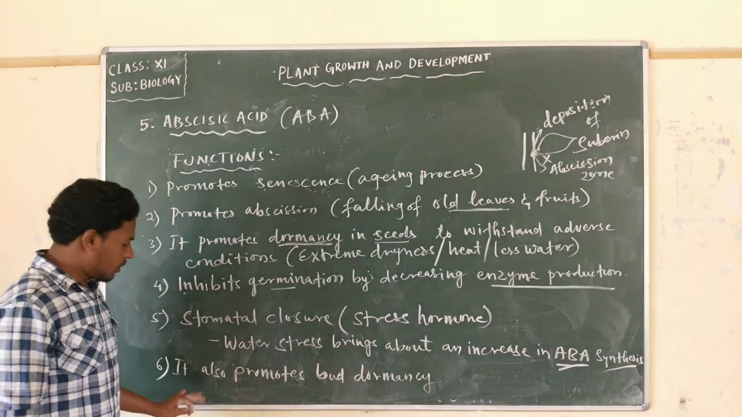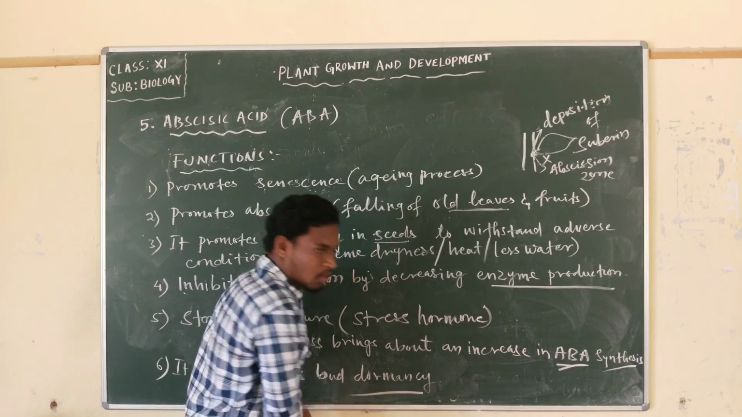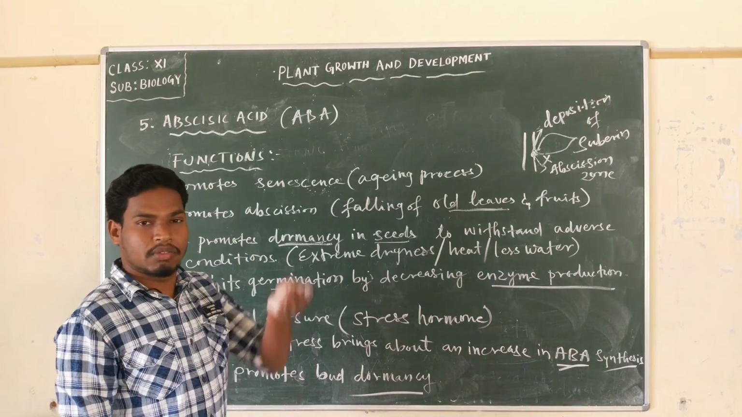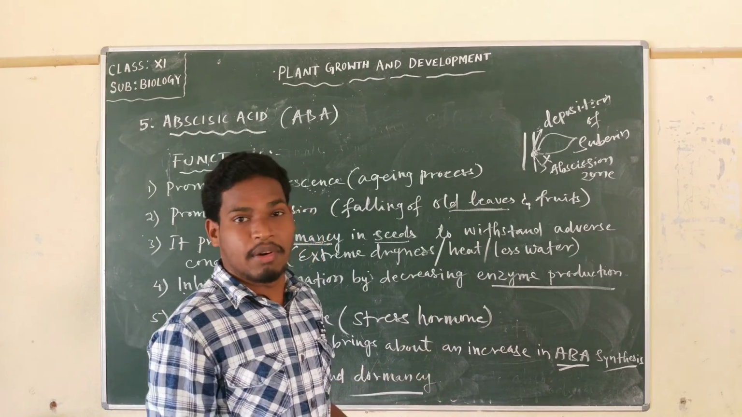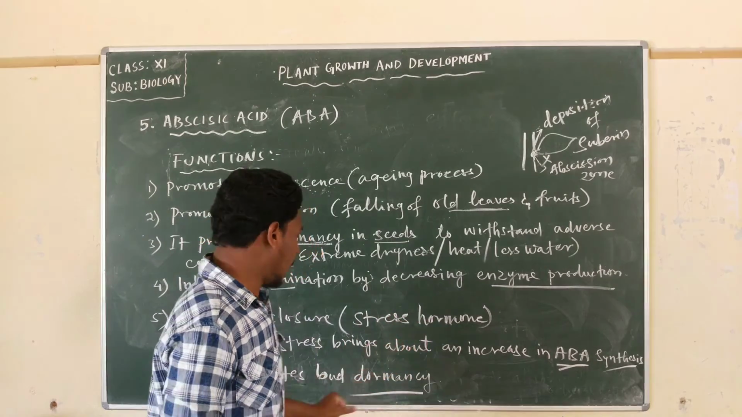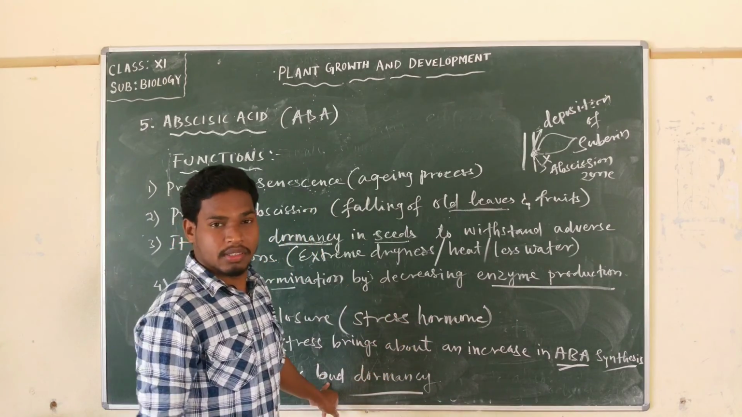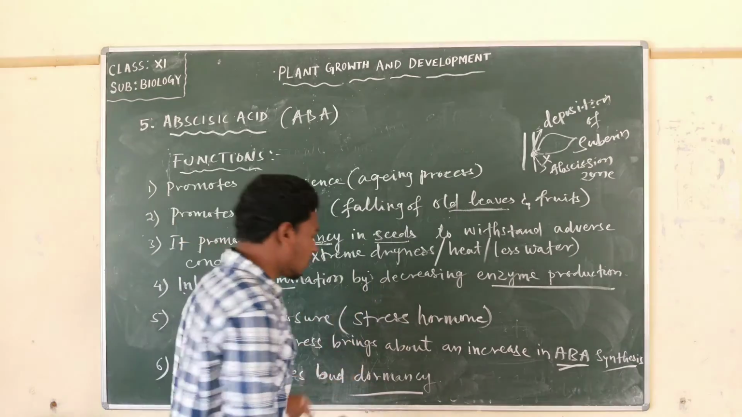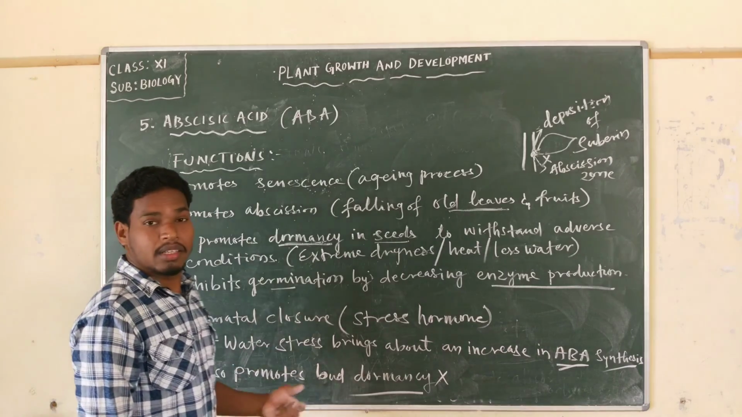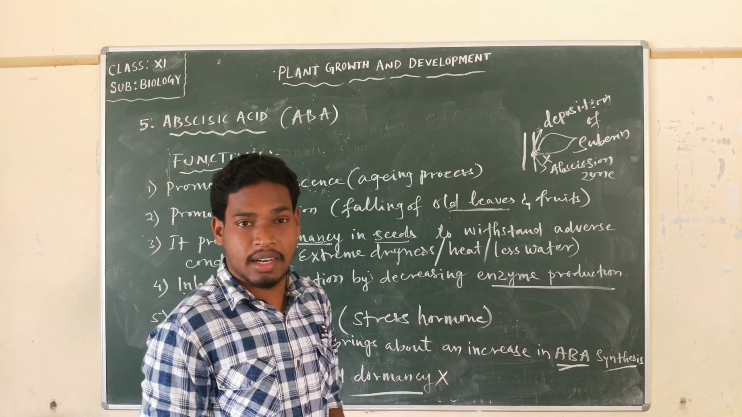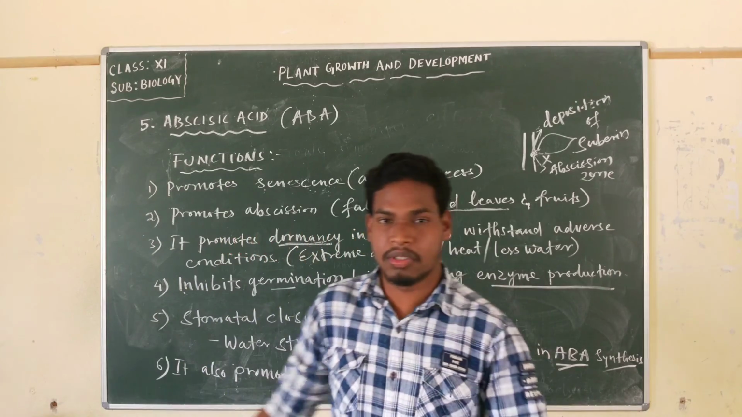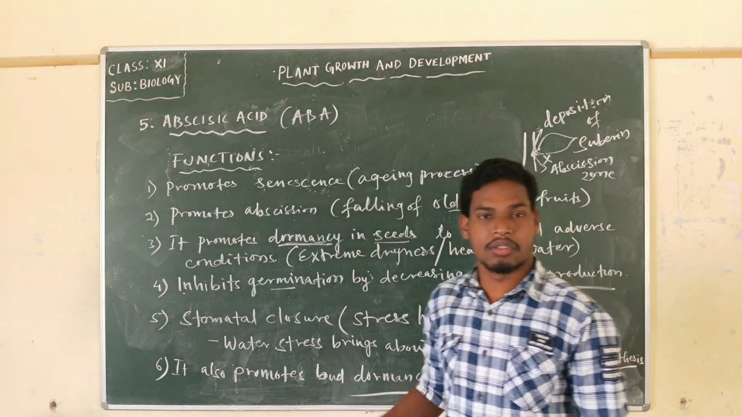And the sixth function is that it also promotes bud dormancy at the shoot tip. If the bud at the shoot tip is growing taller and taller, and the farmers want the plant to become more branchy, then this bud at the shoot tip is going to remain dormant, whereas the lateral buds can grow healthy. So these were the functions of abscisic acid, and I hope you understood today's class. Thank you.